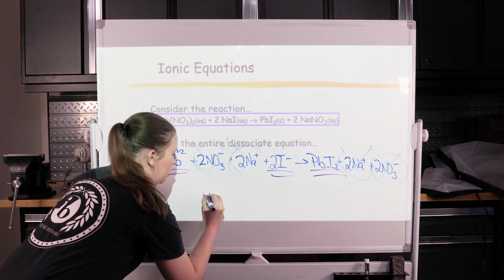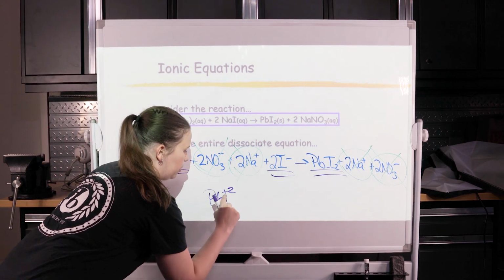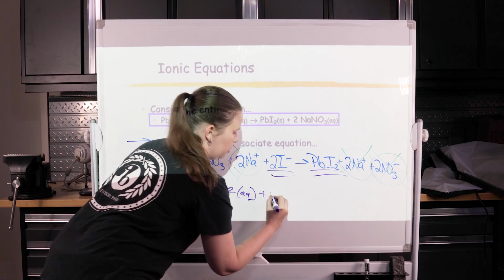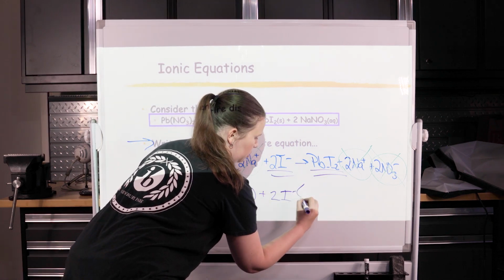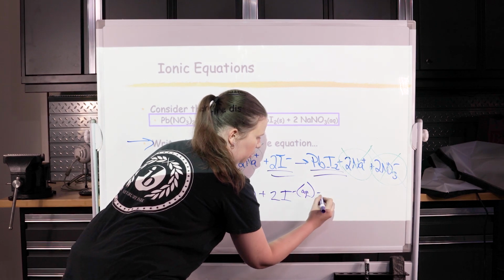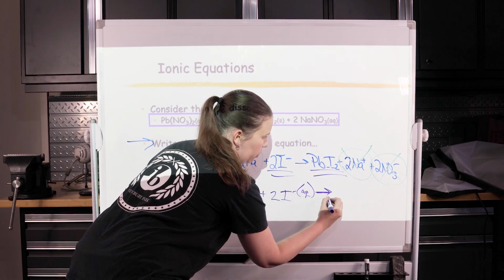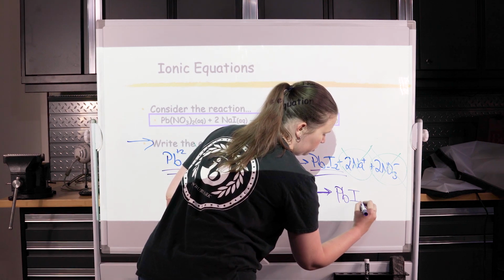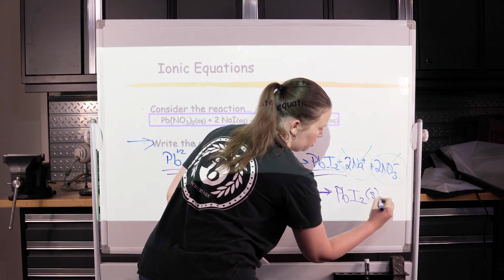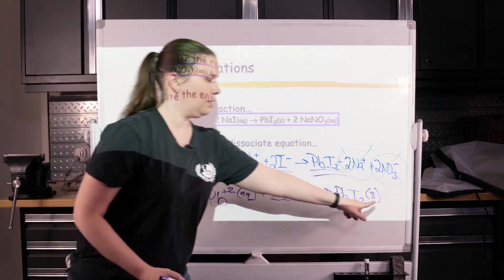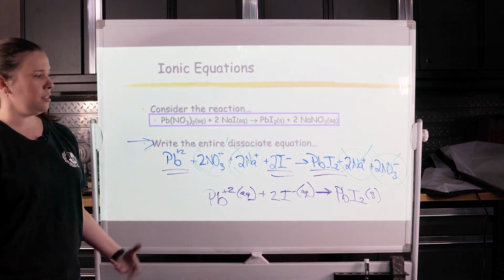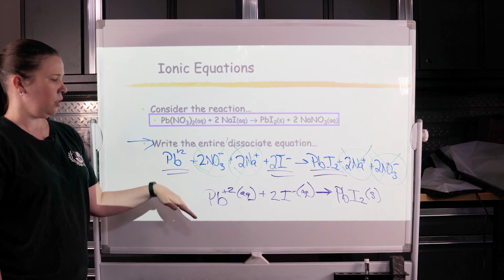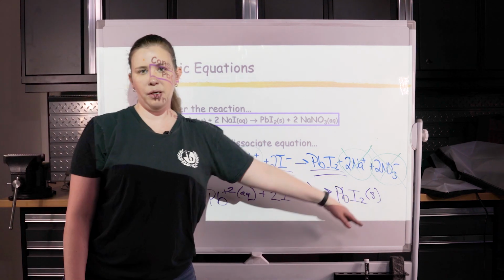So let's start at the beginning. Pb plus 2, the ion, will be aqueous. And then I've got the 2I minus, again an ion, again aqueous. Now the arrow, and on the product side, I have the PbI2, which did not cancel because it was a solid in the beginning. So this is typically the type of answer you're going to get for a net ionic equation, where you have a couple of ions making a compound.